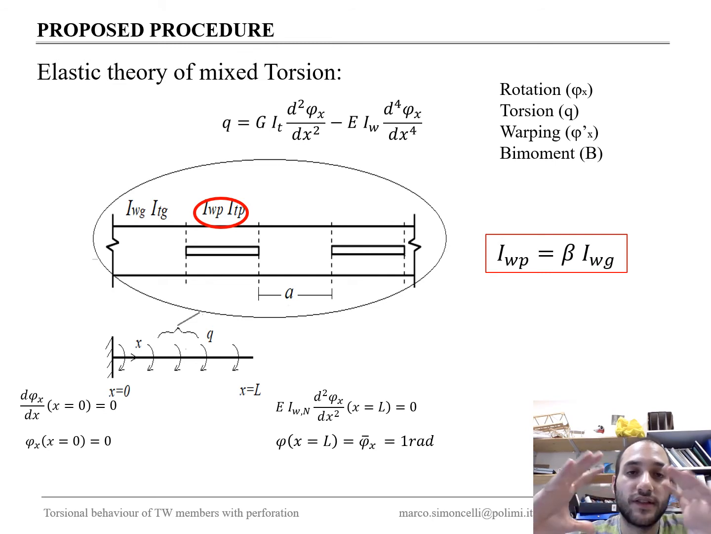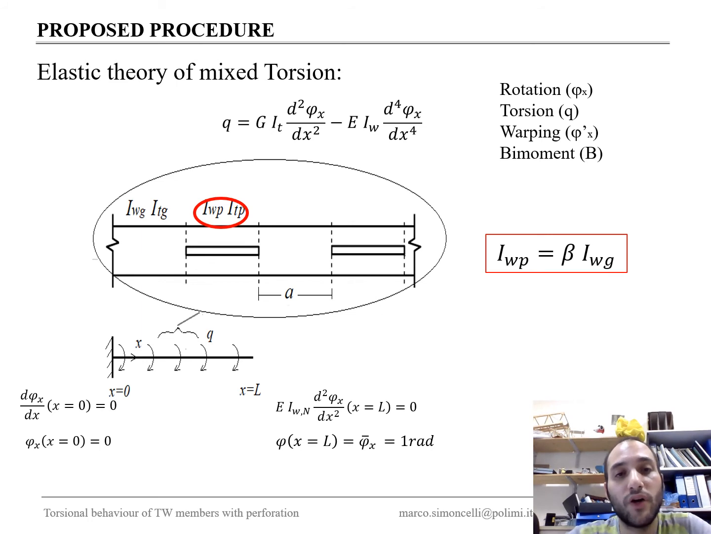So, starting from the theory, from the differential equation of the torsion, the one in which we have the contribution of the primary torsion and the contribution of the warping torsion related to the rotation. This is the second derivative and the fourth derivative. We studied a cantilever beam which is fixed at one end, with a rotation or moment applied at the other end. In this example, we will have a unit rotation at the other end.